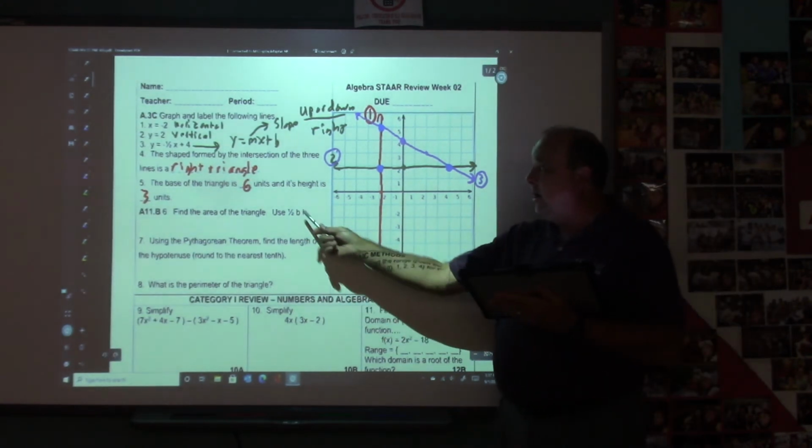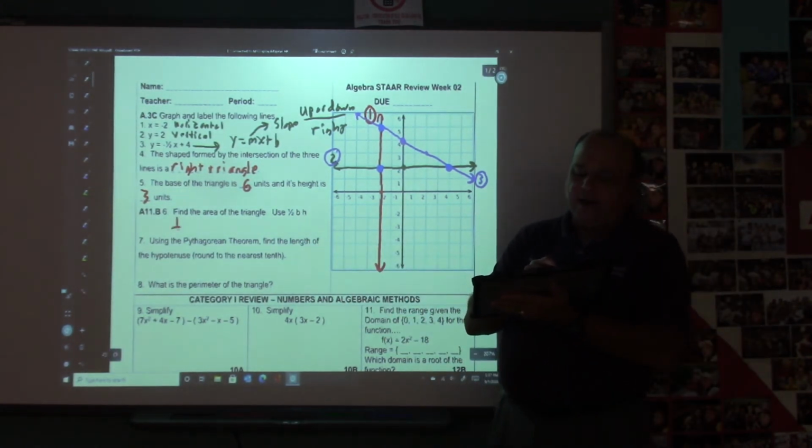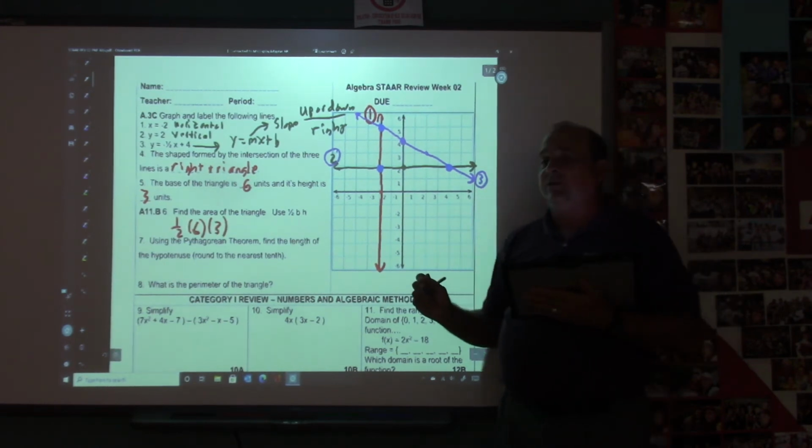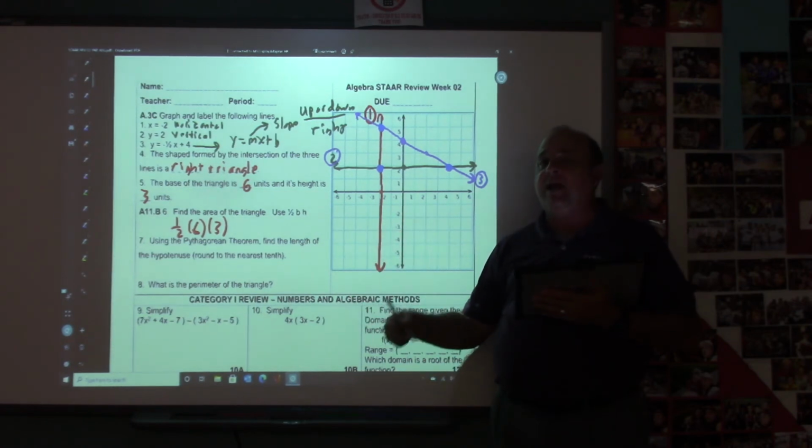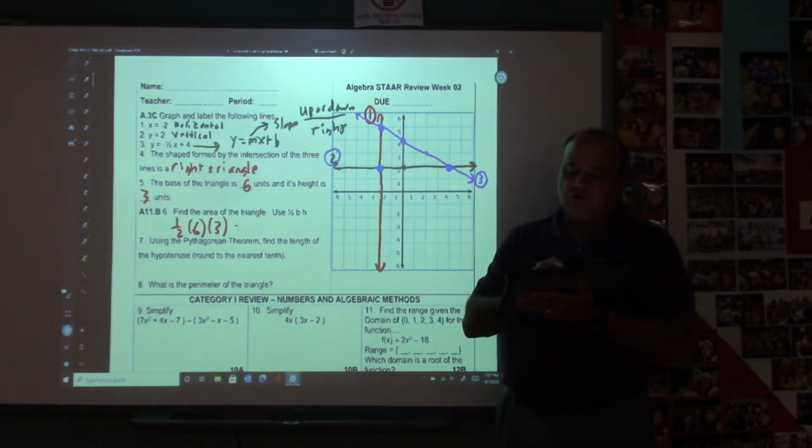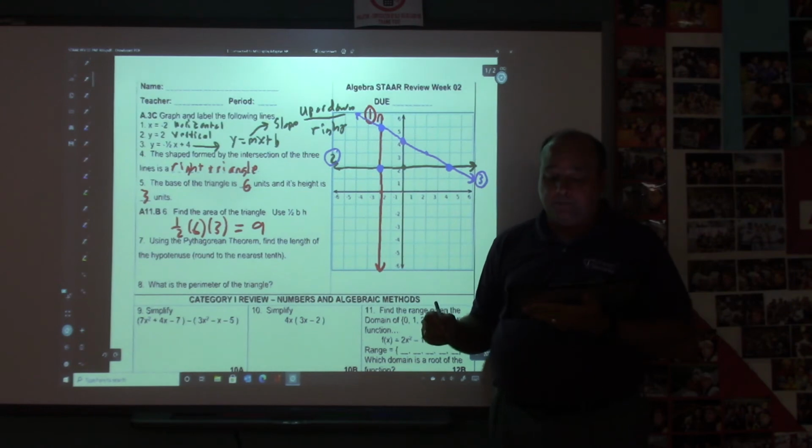Now then, to get the area, I'm going to do 1/2 times 6 times 3. 6 times 3 is 18. Half of 18 is 9. So my area is 9 units squared.